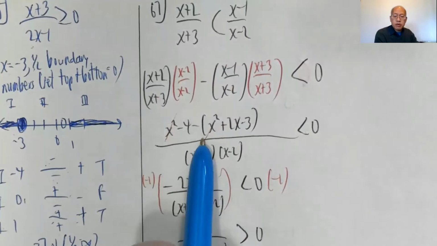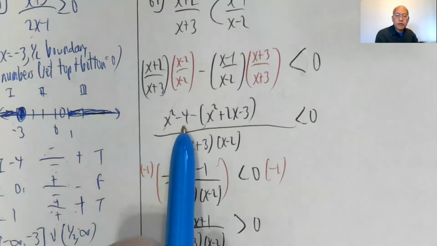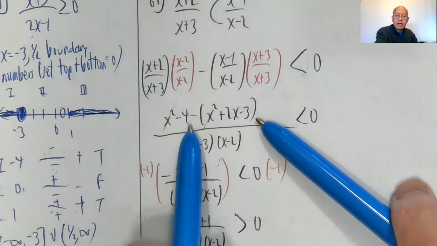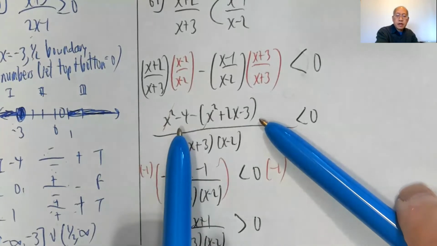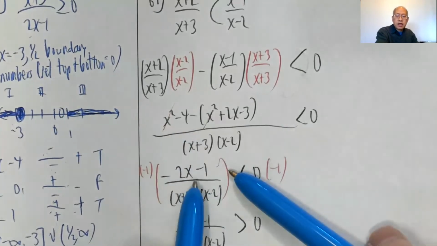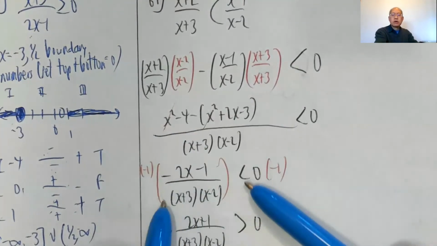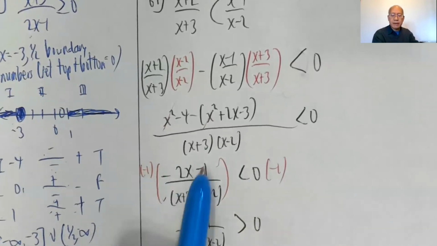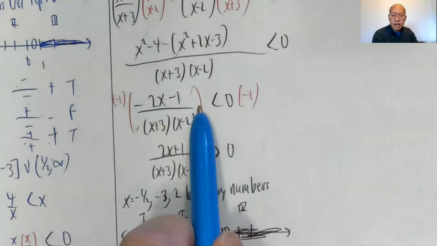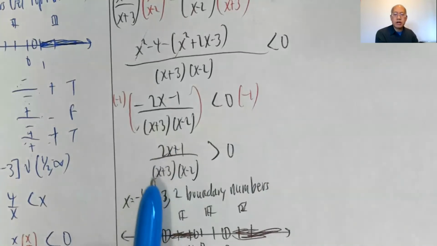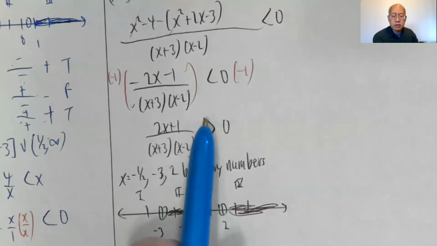And distribute, x squareds cancel out. Negative 4 minus a minus 3, that's a negative 1. And then I have negative 2x minus 1. I don't like all the negatives. So multiply both sides by negative 1. That'll make that positive. That's still 0. That changes to greater than. So 2x plus 1 over x plus 3, x minus 2 greater than 0.